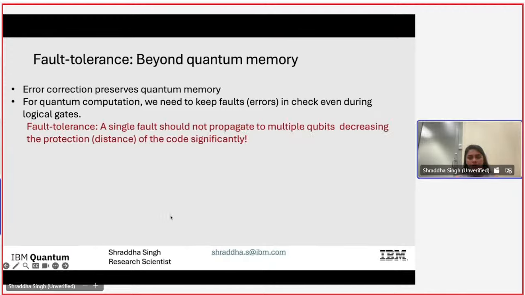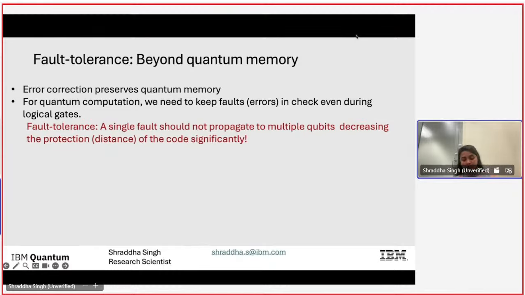So essentially, what is very important is that a single fault should not propagate to multiple qubits, decreasing the protection of the code significantly. A less restricted version of fault tolerance would be that a single fault should not propagate in such a way that increasing the distance of the code does not help. That is, your logical gates should not be such.